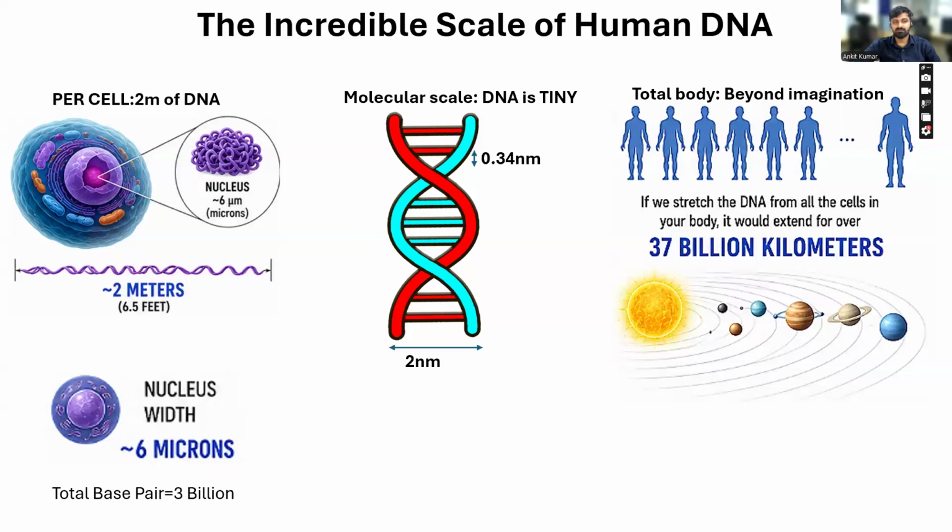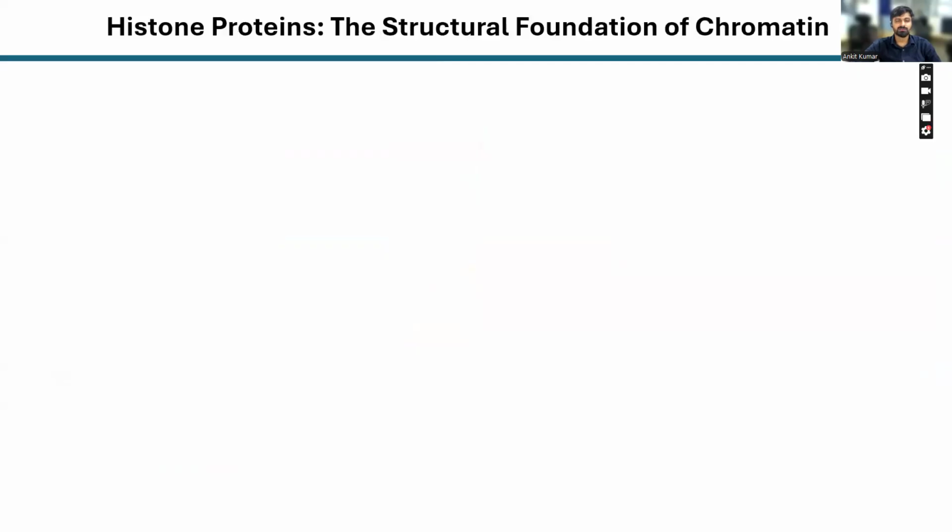you could extend it over 37 billion kilometers. That much DNA is there in our body, but that is a different matter. Definitely, cells have some regulatory mechanism to solve this problem, and in this lecture we are going to understand how cells accommodate this DNA inside the nucleus. To understand that, first we should understand histone protein, which is the structural foundation of the chromatin.